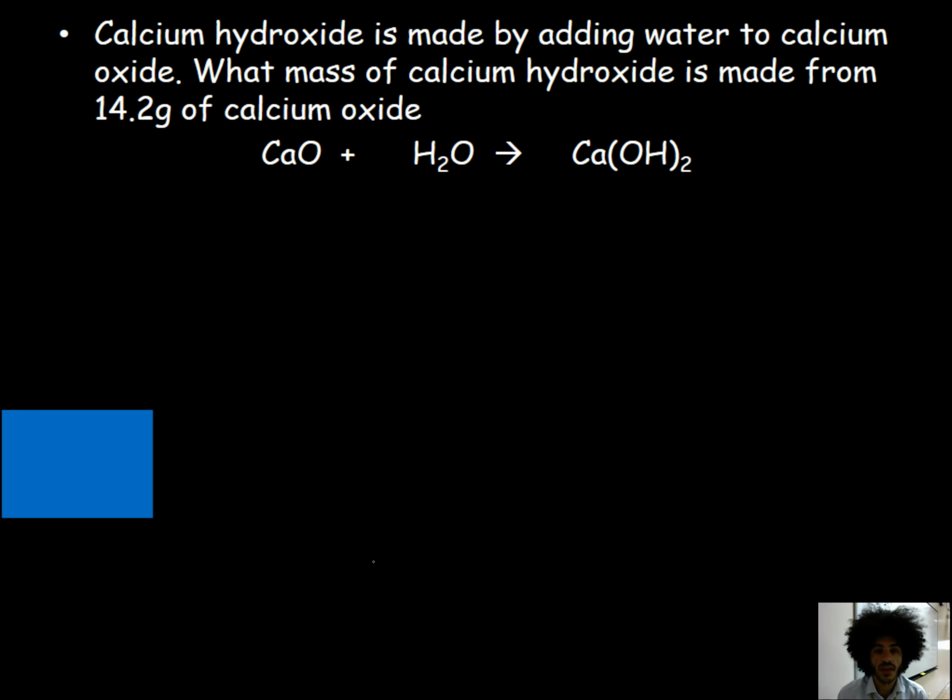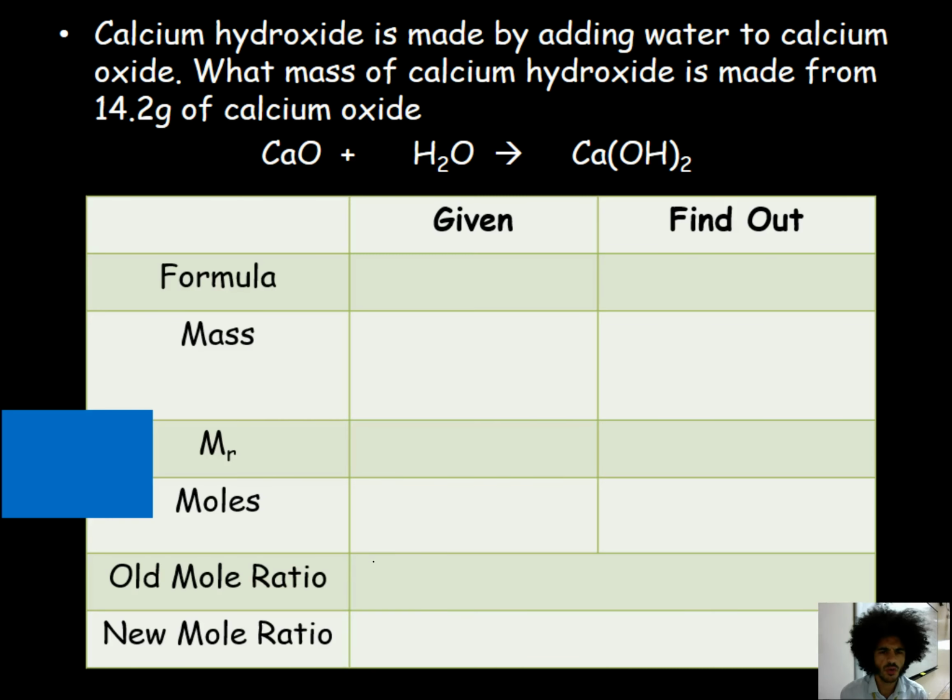So here's a typical problem that chemists might have. It says calcium hydroxide is made by adding water to calcium oxide. What mass of calcium hydroxide is made from 14.2 grams of calcium oxide? I always like having a good table, as a table helps me organize my ideas. My left-hand column says given, and the one on the right says find out. So this is the column which I use to put in the information for the compound in which I'm given some information, particularly some mass information. And this is the one where I need to find out the mass of the compound.